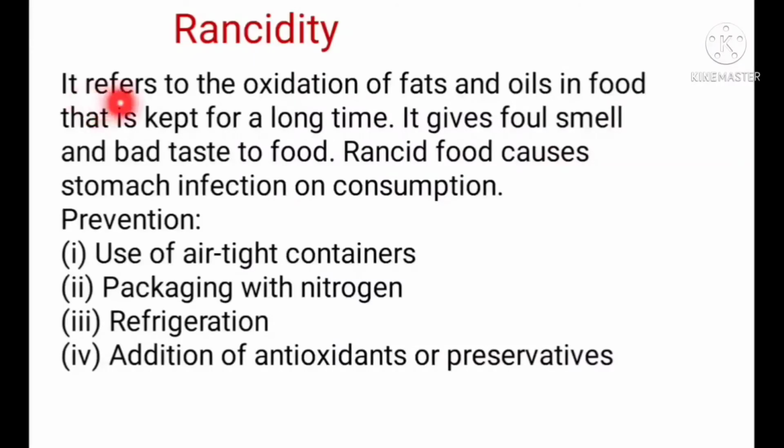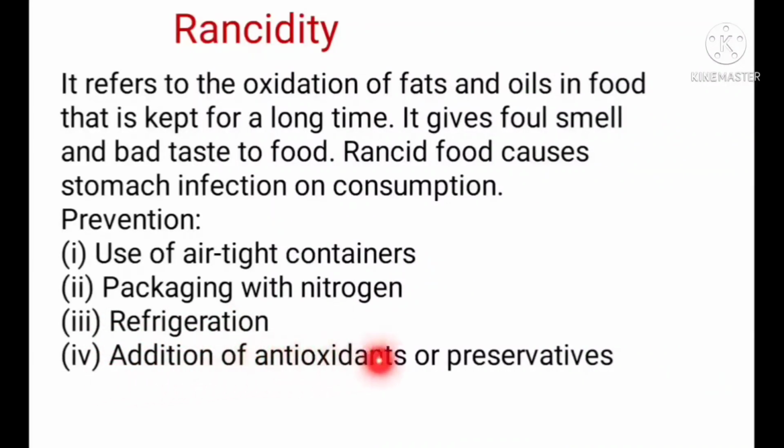This is rancidity. It refers to oxidation of fats and oils in food that is kept for a long time. It gives a foul smell and bad taste to food. Rancid food causes stomach infection on consumption. Simply, we can say that the oxidation of oils or fats in food resulting in a bad smell and bad taste is called rancidity. We can prevent rancidity by the use of airtight containers, by packaging with nitrogen, by refrigeration, and by addition of antioxidants or preservatives.